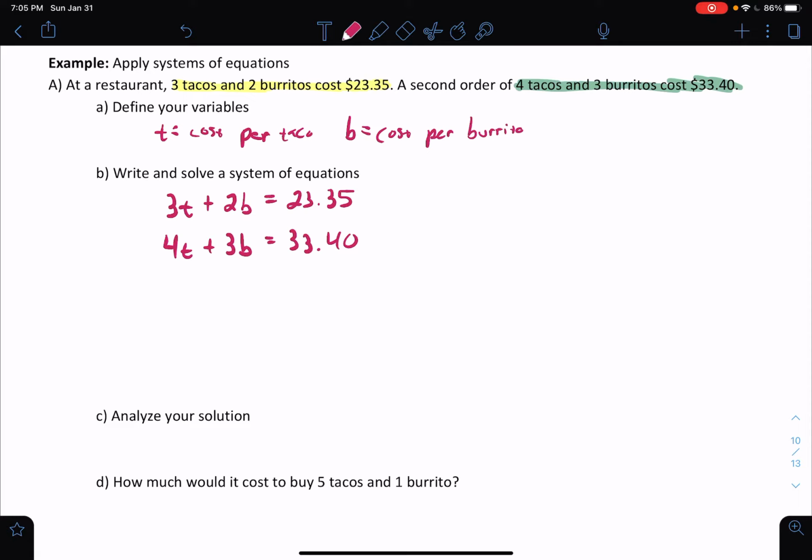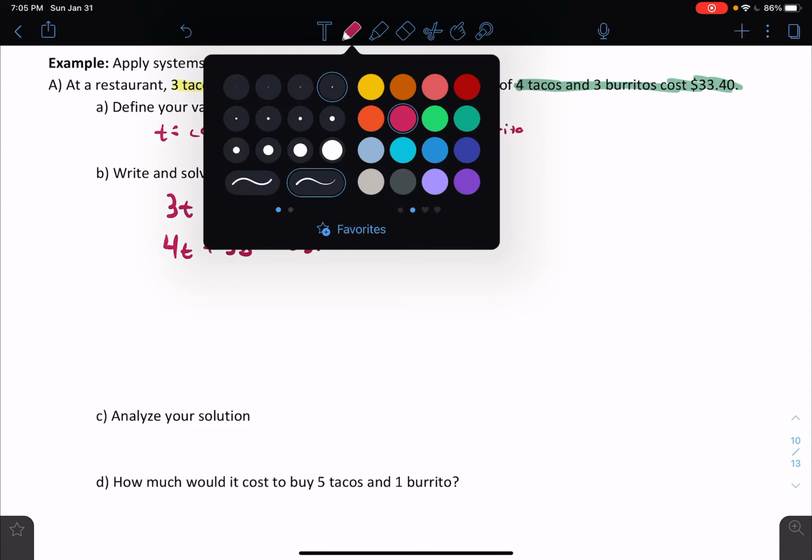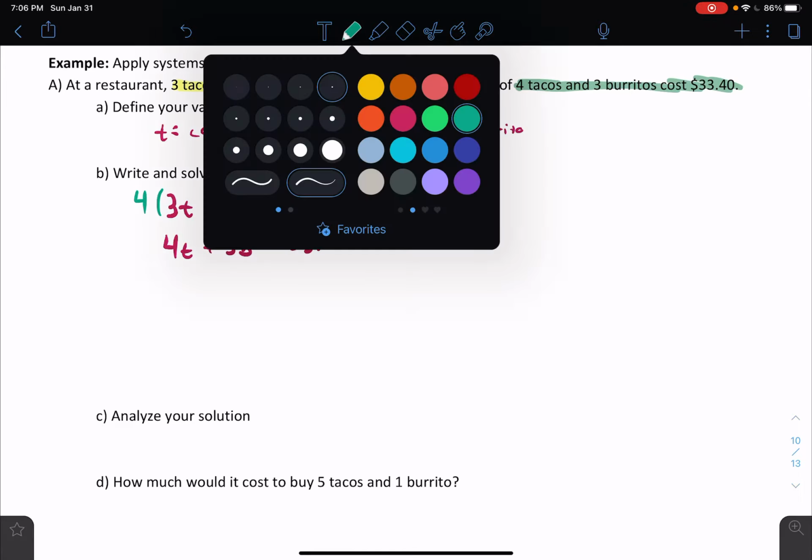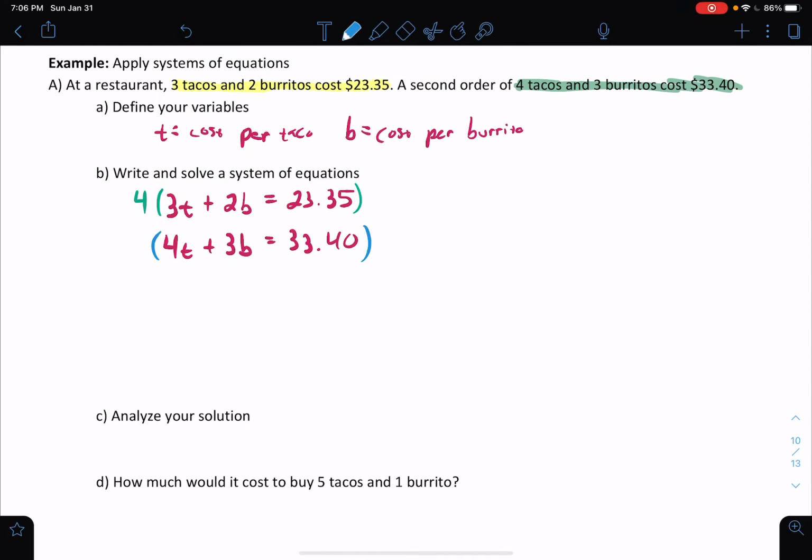So what do 3 and 4 both go into? Those both go into 12. 3 and 4 both go into 12. So I'm going to multiply the top equation by 4. And the bottom equation I'm going to multiply by -3 so that they're opposites of each other. So the top equation is going to become 4t plus 8b. I'm going to use my calculator here, 23.35 times 4, 93.4. And the bottom equation is going to become, what did I do?